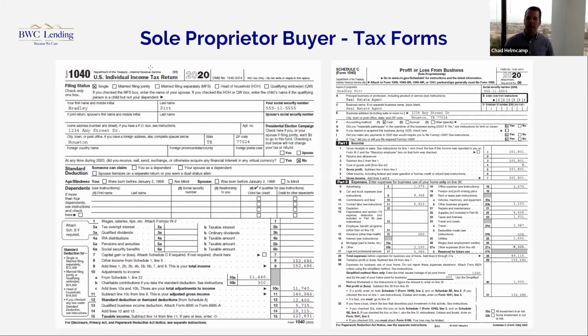All right, sole proprietor tax forms. Okay, so when we ask for a self-employed borrower who files as a sole proprietor, we're going to be asking for your 1040 tax return. And we will ask for all schedules.